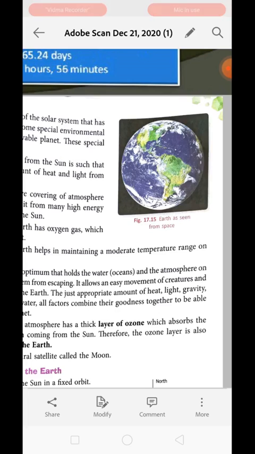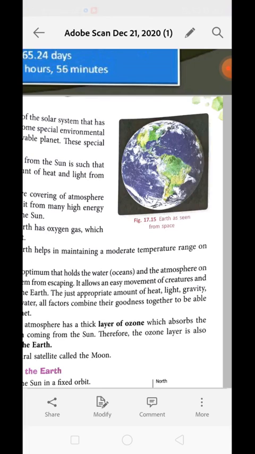The gravity on the Earth is optimum, that holds the water and the atmosphere on the surface and prevents them from escaping. It also allows us easy movement so that we can easily move on the Earth. The appropriate amount of heat, light and gravity, atmosphere, oxygen and water, all these factors combine together to provide goodness of the Earth to sustain the life on the planet.